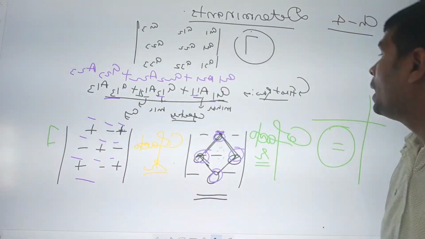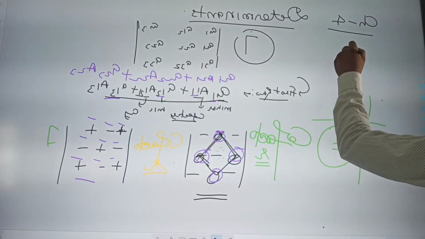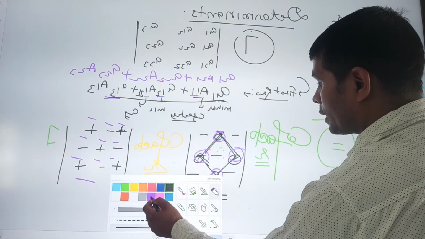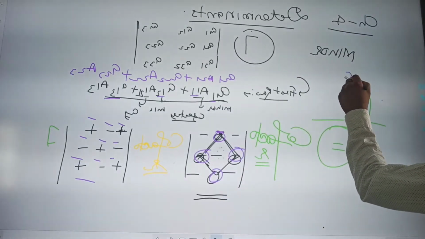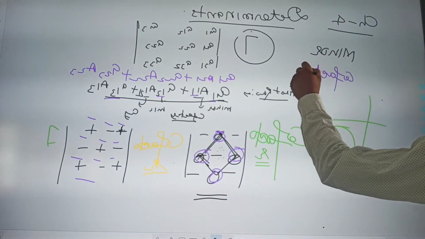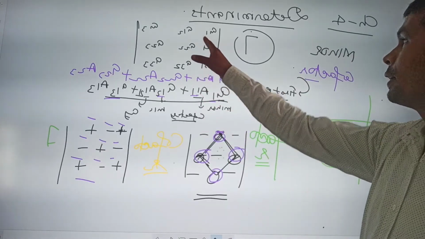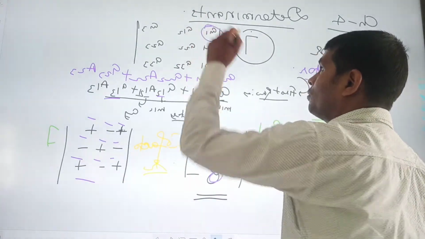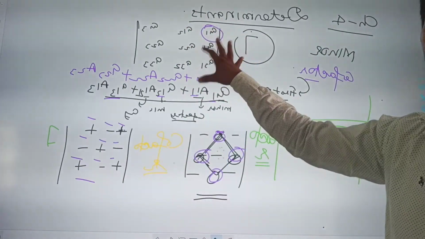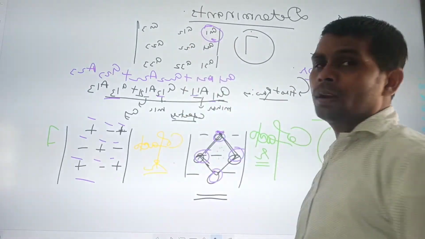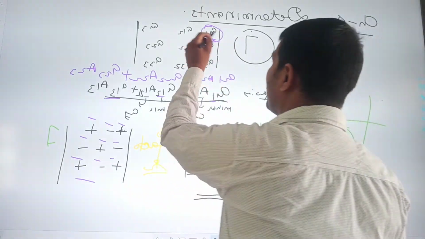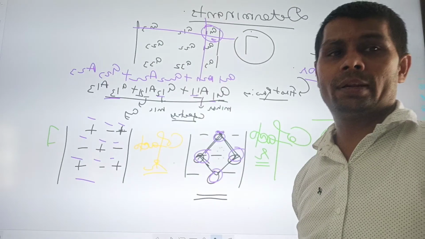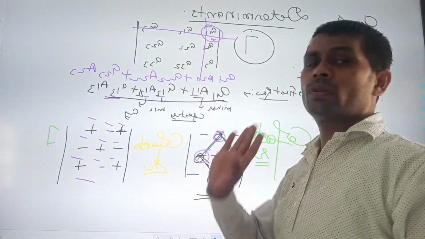The first point was the minors, and the second point was the cofactor. We have discussed minor and cofactor here. Take any determinant with elements a11, a12, a13. If we have to find the minor of a11, it means eliminate this row and this column, and the determinant of the remaining part is known as the minor.